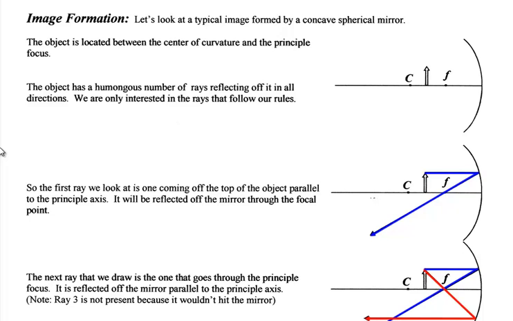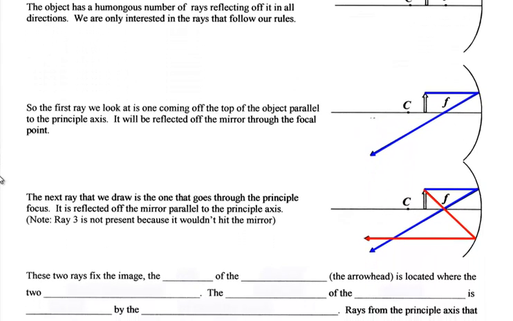So, the object has a humongous number of rays reflecting off it in all directions. We're only interested in the ones that follow our rules, which is off of the top of the object. In our first image, the first ray we look at is one coming off the top of the object parallel to the principal axis, and it's reflected off the mirror through the focal point. So that was our rule 1, right? We have this blue line.